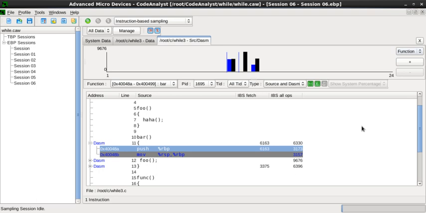In software engineering, profiling, program profiling, software profiling, is a form of dynamic program analysis that measures, for example, the space, memory, or time complexity of a program, the usage of particular instructions, or the frequency and duration of function calls. Most commonly, profiling information serves to aid program optimization.